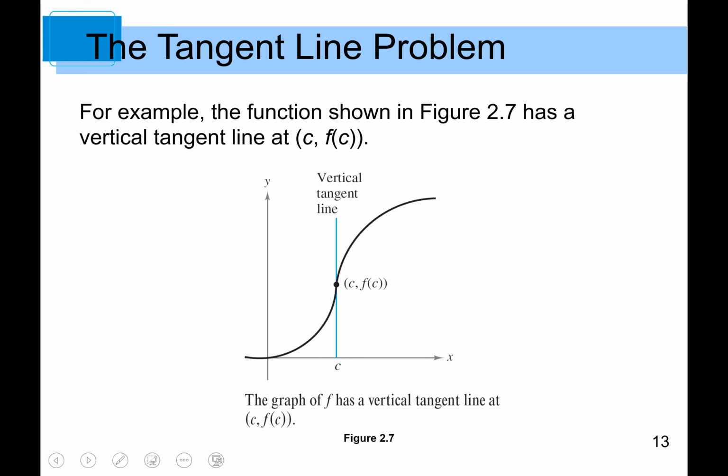So let's take a look at the example, right? The function shown below has a vertical tangent line at (c, f of c). So this is a typical vertical tangent line. Basically, it's just a vertical line, right? But it's a tangent towards that point. So the graph of f has a vertical tangent line at (c, f of c).